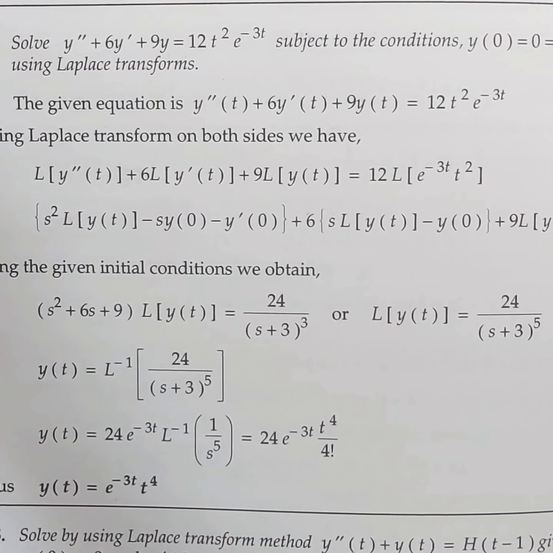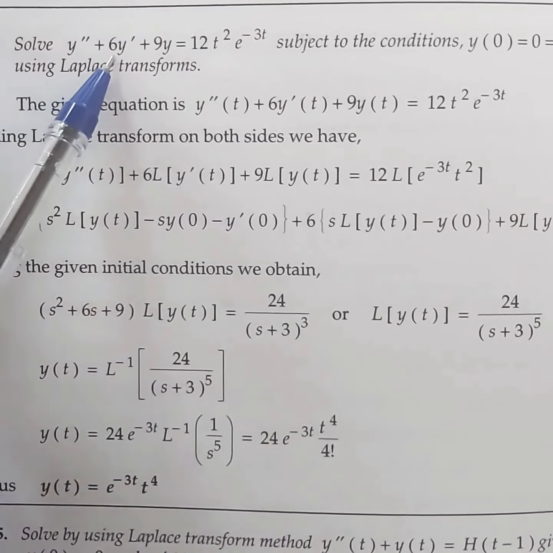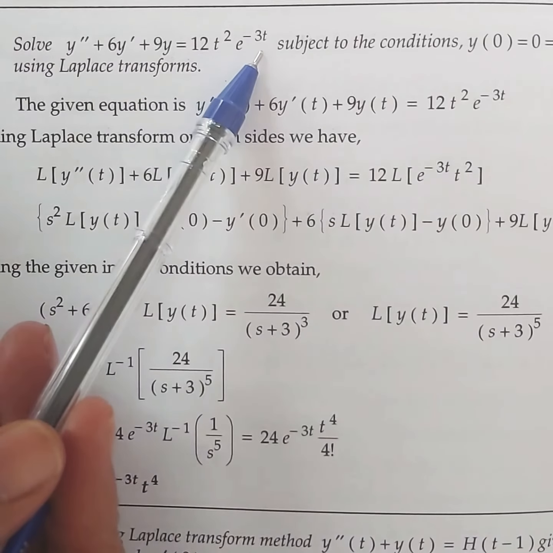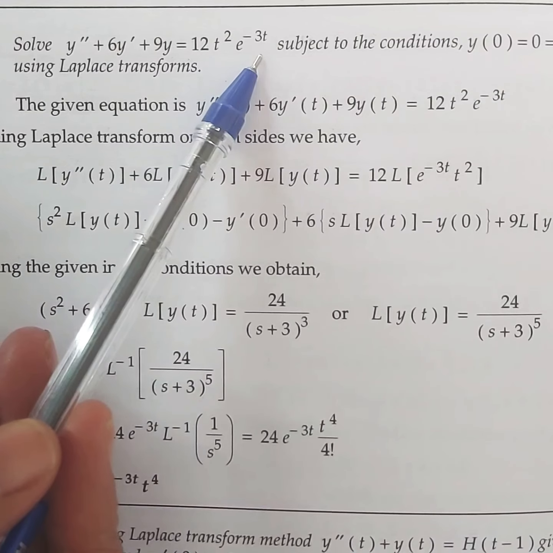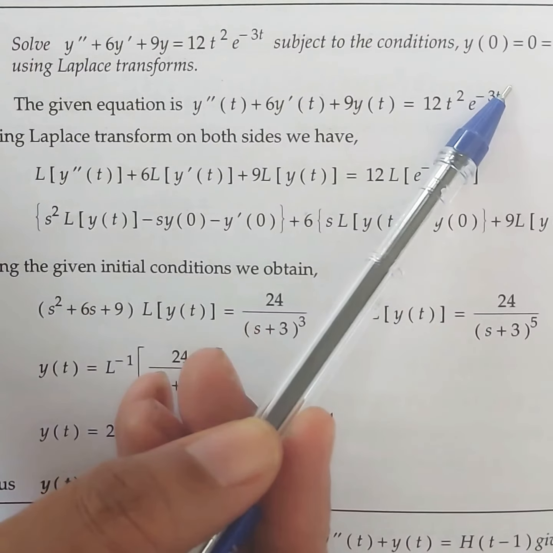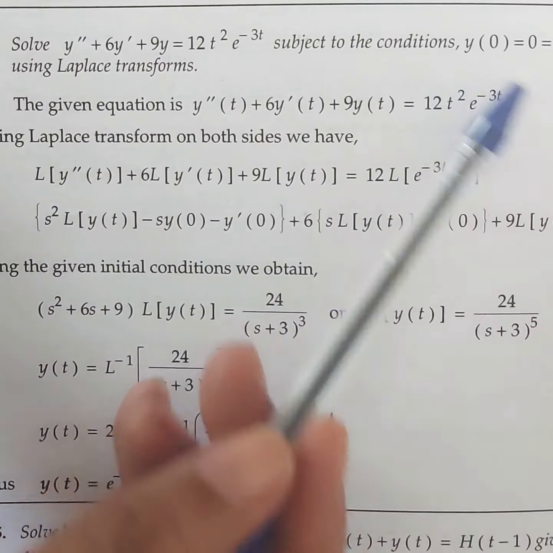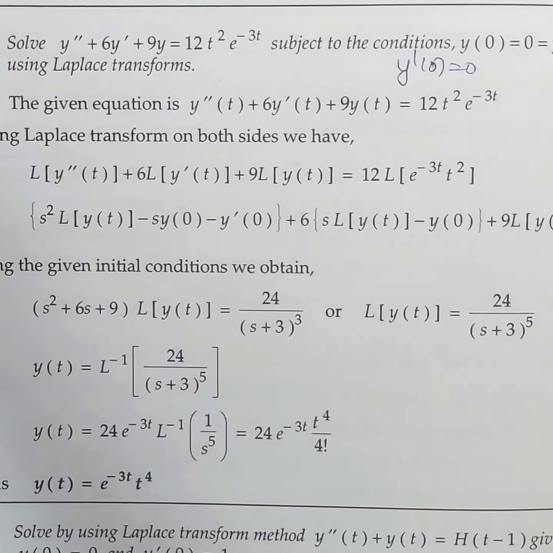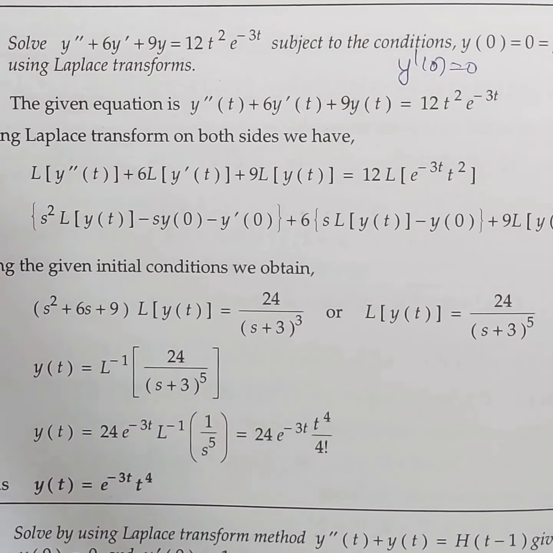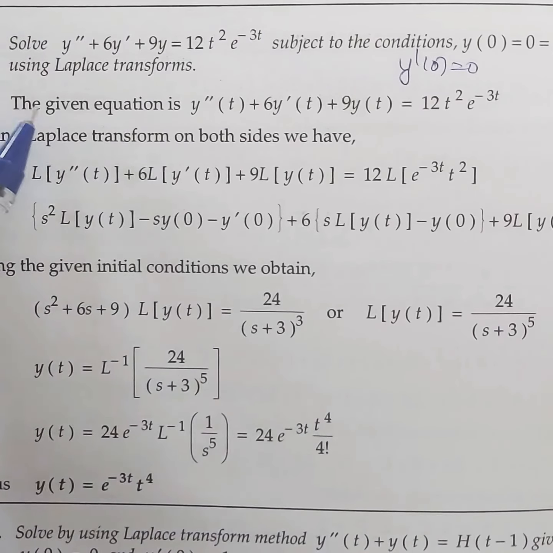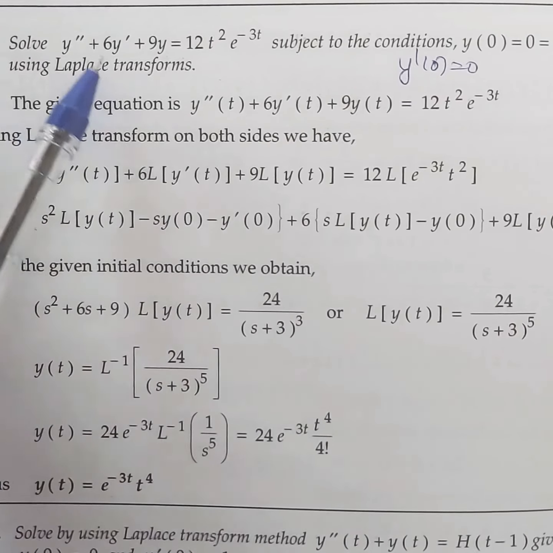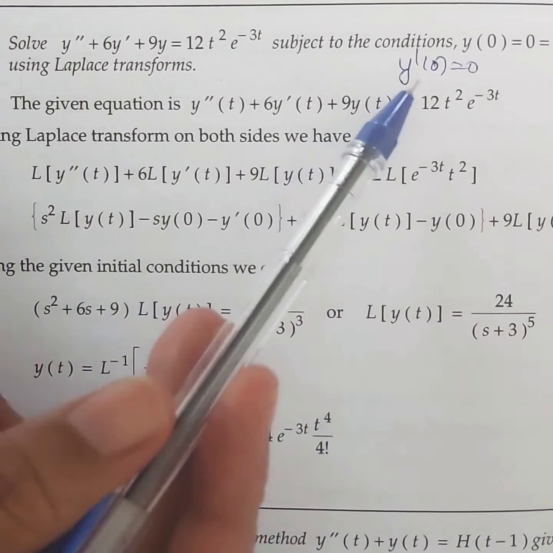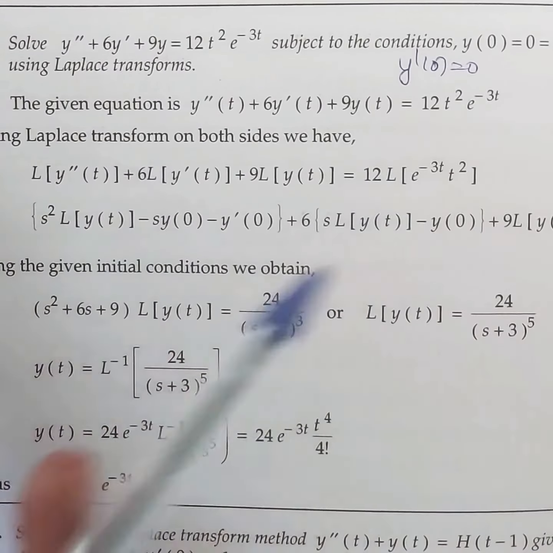Now see this question: solve y double dash plus 6y dash plus 9y is equal to 12t square e power minus 3t. They have given the initial conditions, y of 0 is equal to 0. Also they have given y dash of 0 is equal to 0, which is not visible, so I will write here y dash of 0 is equal to 0. Now we have to write this equation in order, right? So y double dash of t plus 6 into y dash of t plus 9 y of t is equal to 12t square e power minus 3t.